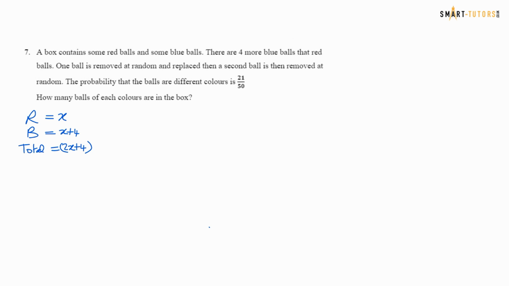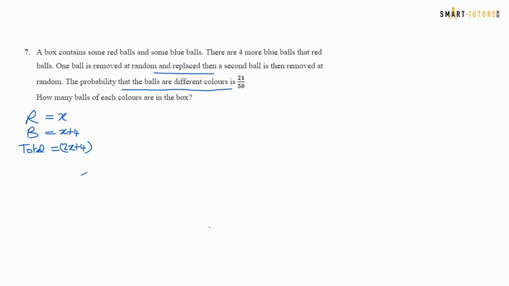One ball is removed at random and replaced. Wow. One ball is removed at random and replaced means they put it back. And the second ball is then removed, and the probability of both balls being a different color is 21 over 50.